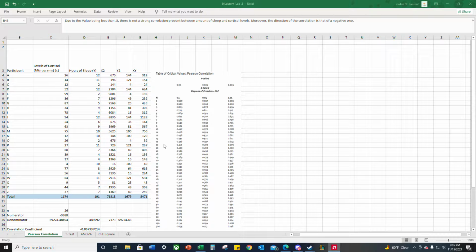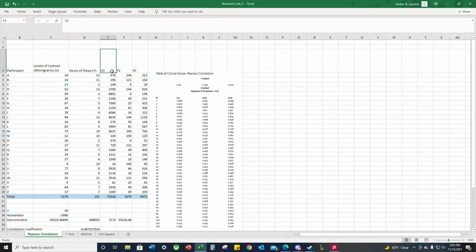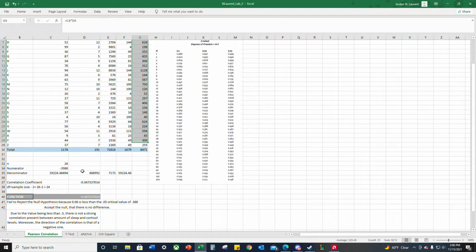To begin, we will start with the Pearson correlation. I wish to test the similarities in cortisol or stress and hours of sleep. Does one have an effect on the other? Is there a correlation present? These are the expressed values that I found for the value of x, which is cortisol, and the value of y, which is sleep, and this is, of course, the value of both combined.